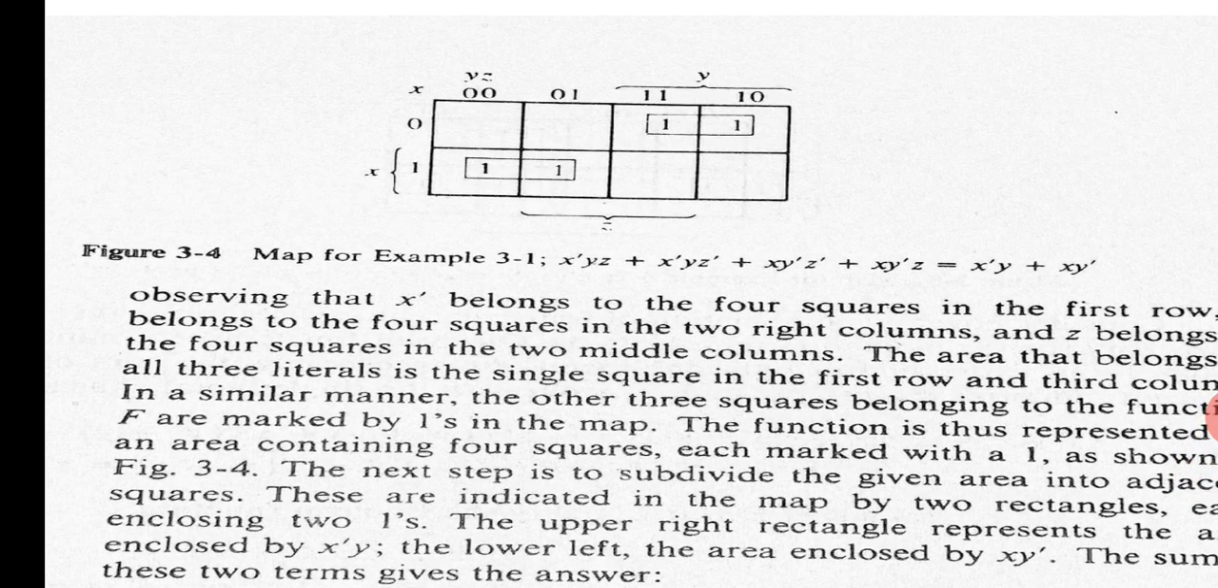Now concentrate on example 3.1: simplify the Boolean function. Your questions will also be in the same fashion. If they say you have to simplify the Boolean function, you go for f equal to, say, x dash yz plus x dash yz dash plus xy dash z dash plus xy dash z. The first step is marking each square as needed to represent the function, as shown in the figure. They have given a separate figure, so concentrate on the figure, where they have represented the same thing using a map.